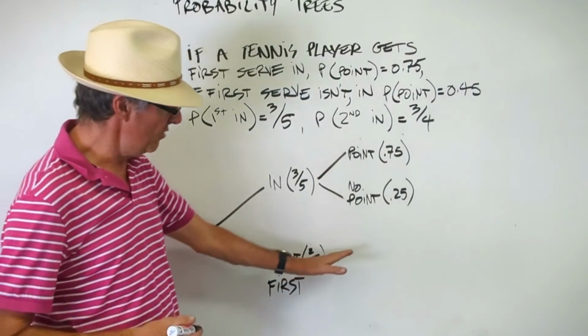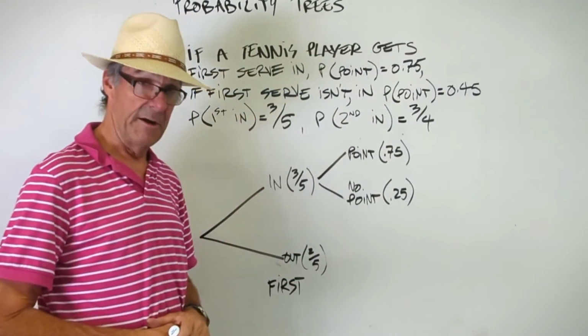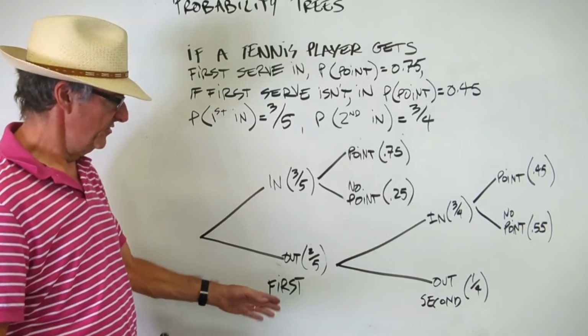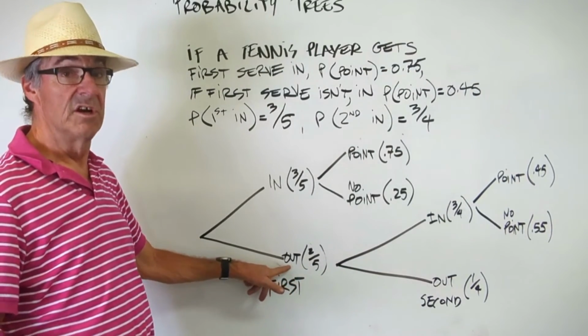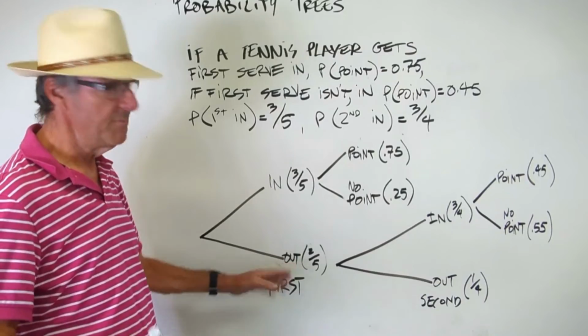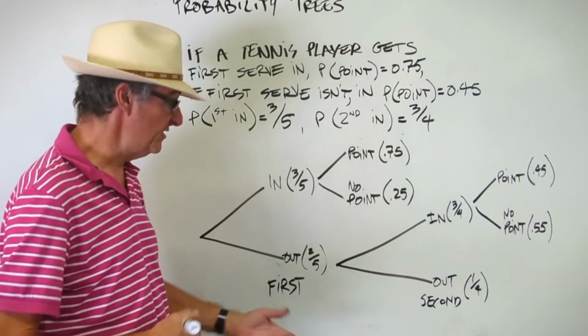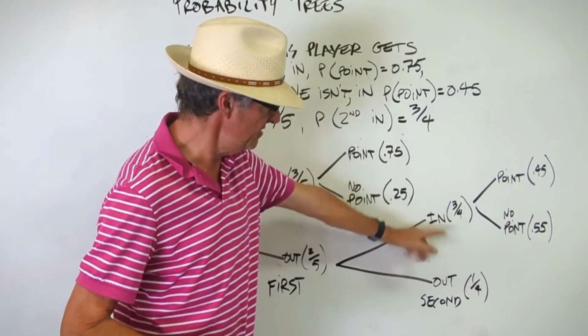So go ahead and pause the video and make your branches that go out there. All right, let's take a look at this. So first serve went out. We're not dead yet. No point has been made because the server has a second chance. So here's that second chance, in and out.